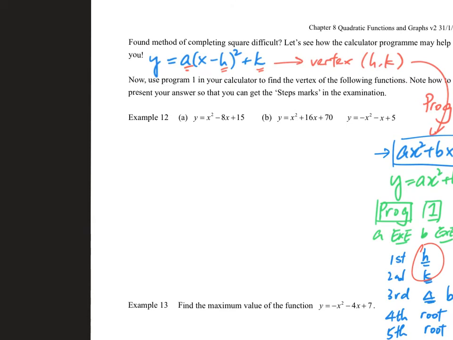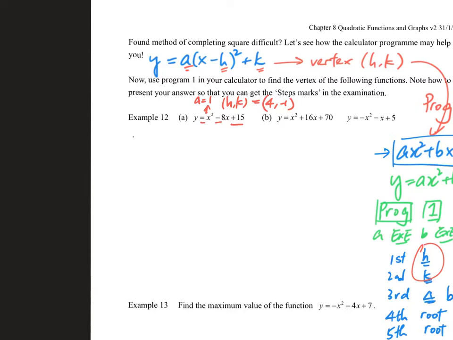First of all, in this question, you will see the value of a is 1. And next, in your calculator, you enter 1, -8, and 15, and see what the values of h and k are. Let's take a short while to do so. Alright, you should have now got 4 and -1 for the values of h and k.